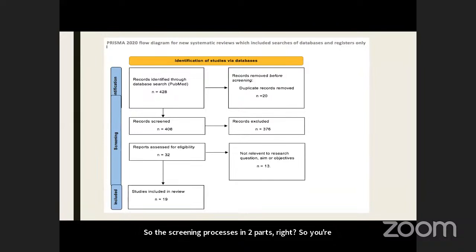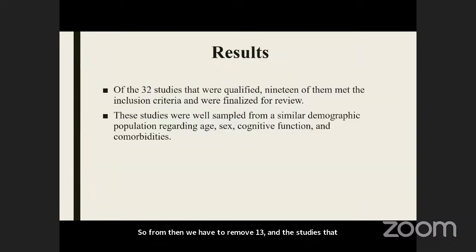Then we assessed eligibility, and 32 of the articles met it, but what happened is they were either not relevant to the specific research question that we were trying to identify. They didn't equate with our aim or our objectives. So from then we had to remove 13. And the studies that were included within our review were 19. Okay, so again, of the 32 studies that were qualified, 19 of them met the inclusion criteria, and those were the ones that were finalized for review.